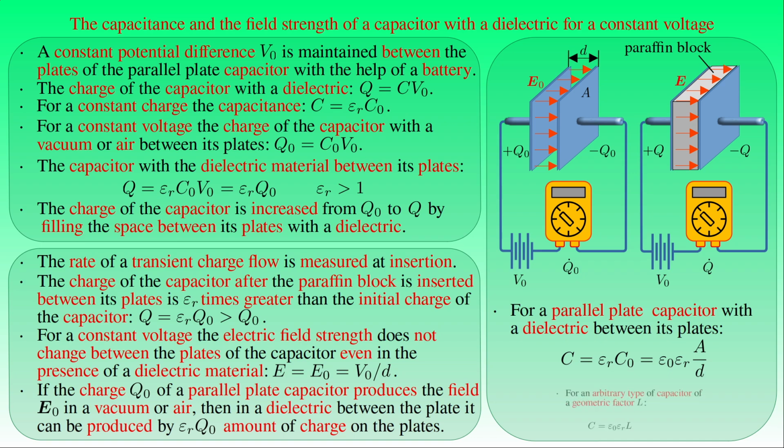It is generally true that the capacitance C of an arbitrary type of capacitor can be written as the vacuum permittivity epsilon naught times the relative permittivity epsilon r of the dielectric material filling the space between the plates of the capacitor, times a factor L with a unit of length depending on the geometry of the capacitor. That is, the capacitance C of the capacitor is equal to the absolute permittivity epsilon of the dielectric material used for the capacitor, times the geometric factor L of the capacitor.